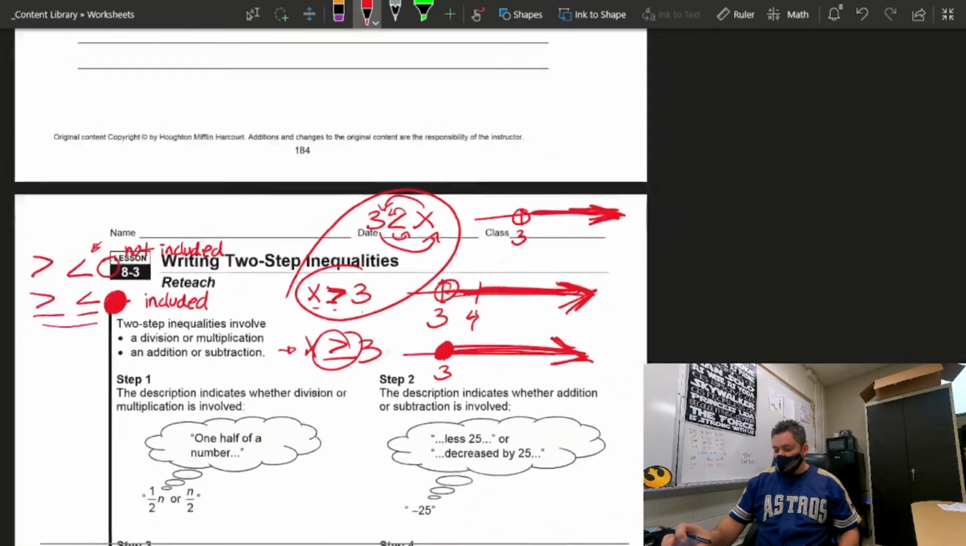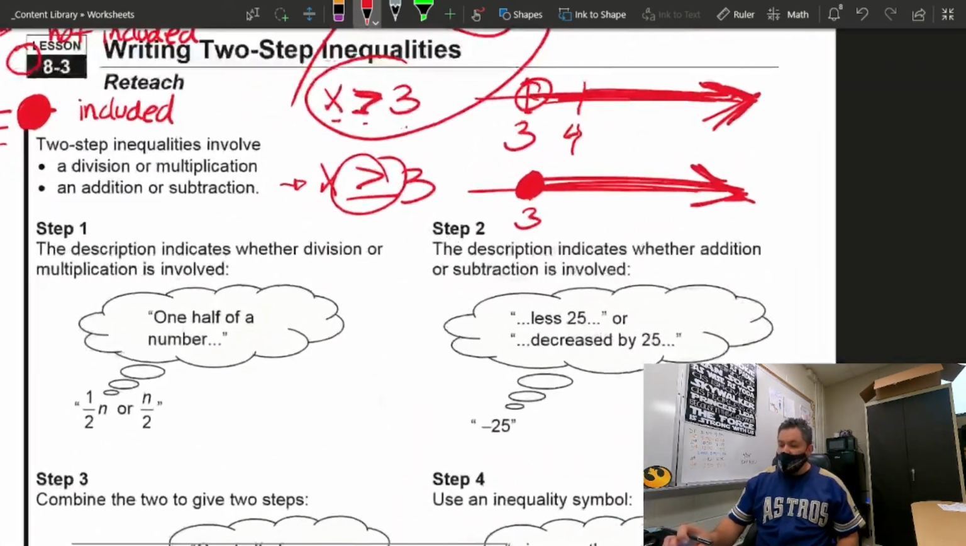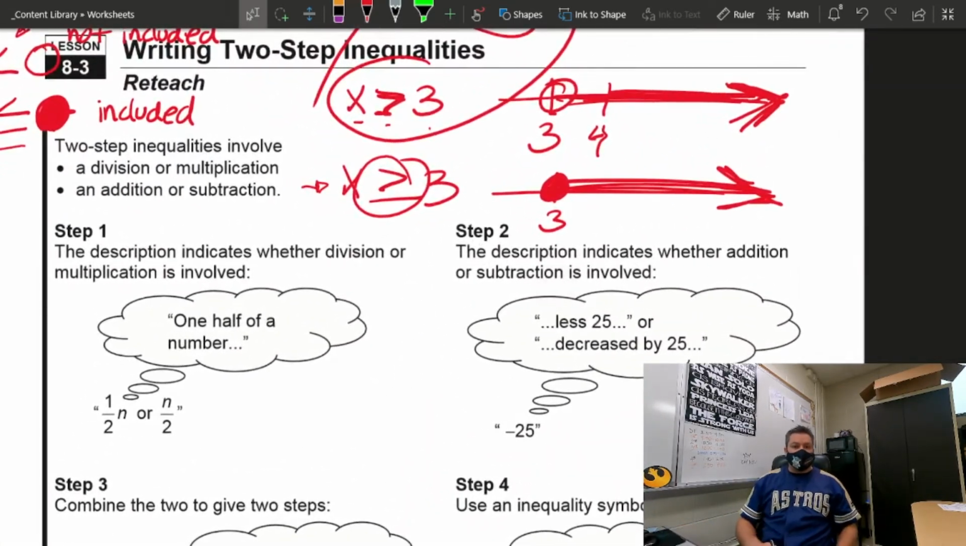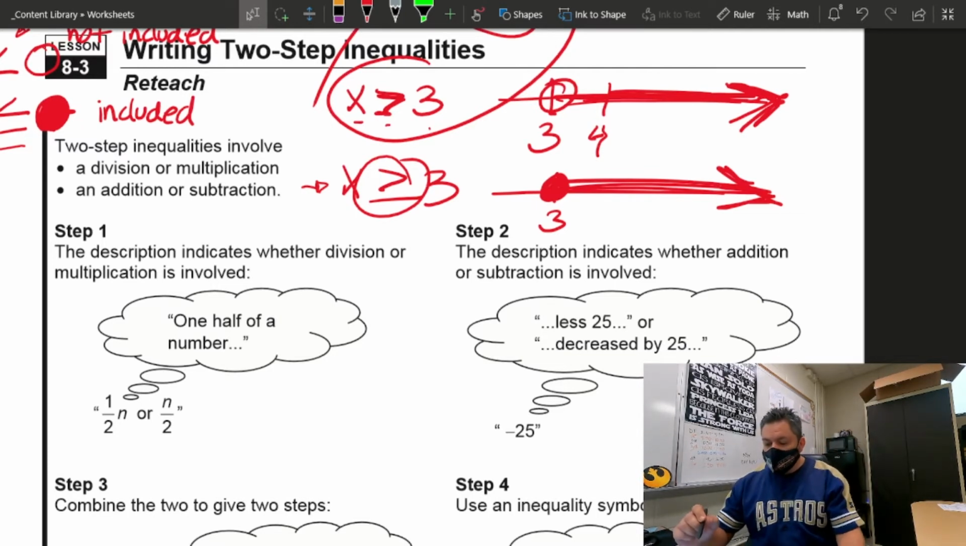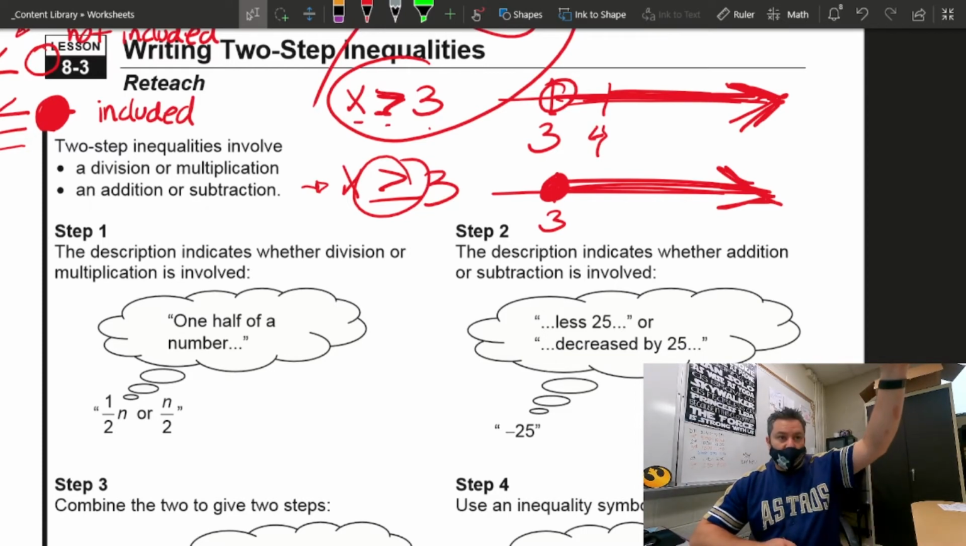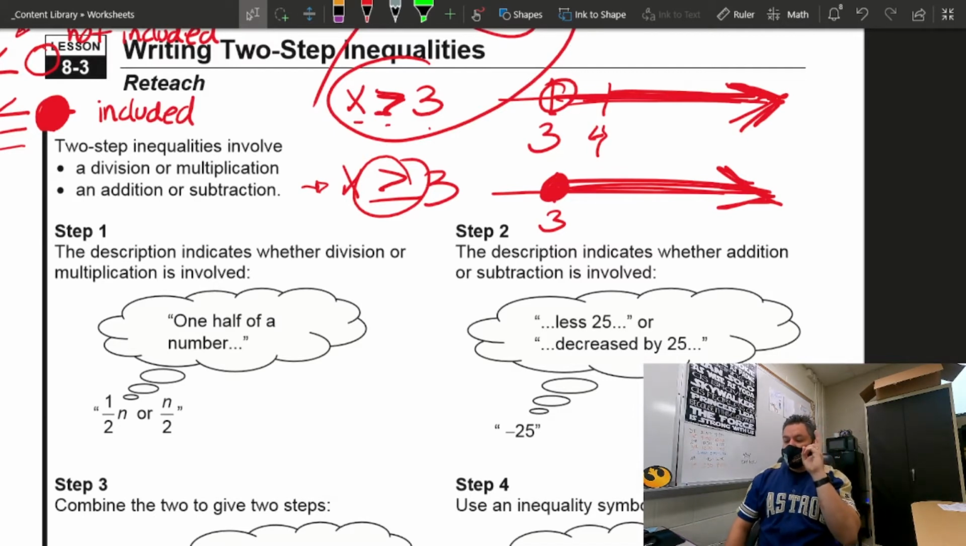Okay, let's get into this thing real quick. Now we're going to be writing two-step inequalities. So we're not necessarily going to solve them. We're going to have vocabulary words that we're going to use to write the inequality. For example, in inequalities, just like equations, we have two things. We have a division or multiplication, that's the one thing. And the second thing is adding or subtracting, either or. But you only have two steps, right? Just like an equation.